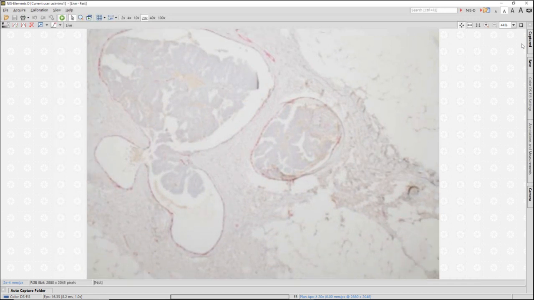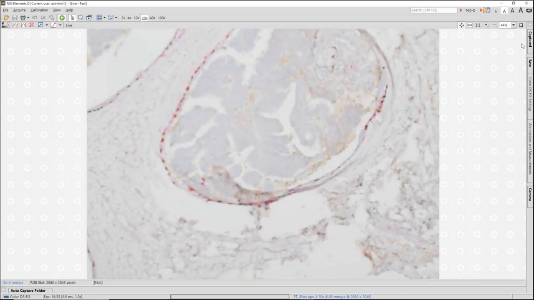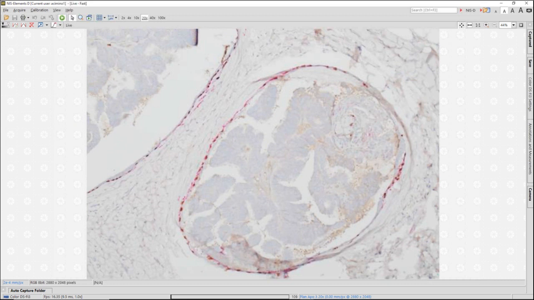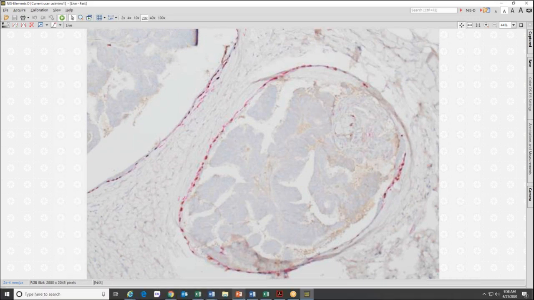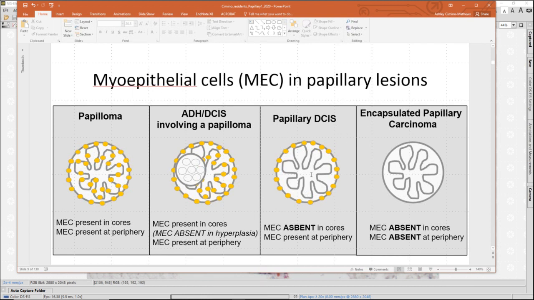These ducts off to the side, the first ones we start with, notice we have intact myoepithelial cells at the periphery, but absence of myoepithelial cells in the fibrovascular core. And we've already said that these are atypical appearing nuclei, hyperchromatic, diffusely positive for ER, no myoepithelial cells. This component is papillary DCIS. We can look back at our image and remember that papillary DCIS maintains the myoepithelial cells at the periphery, but has absence in the center.